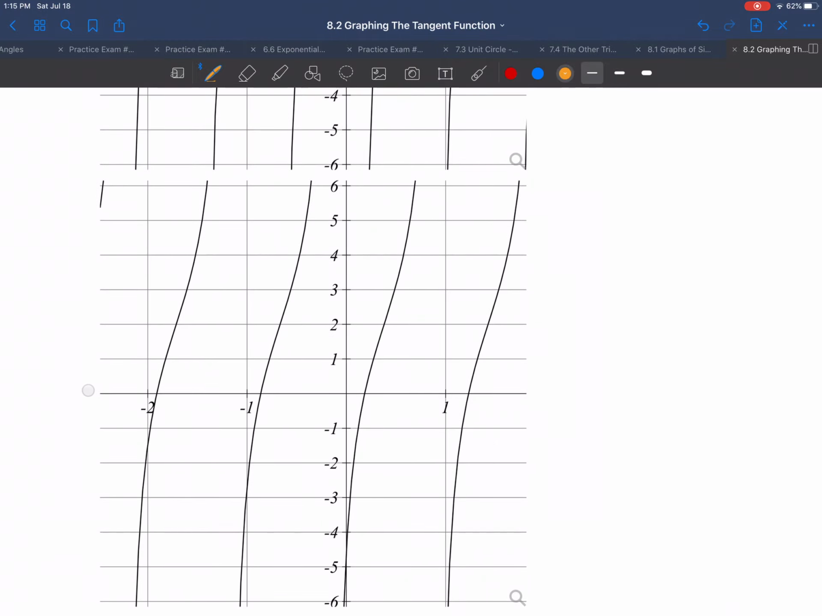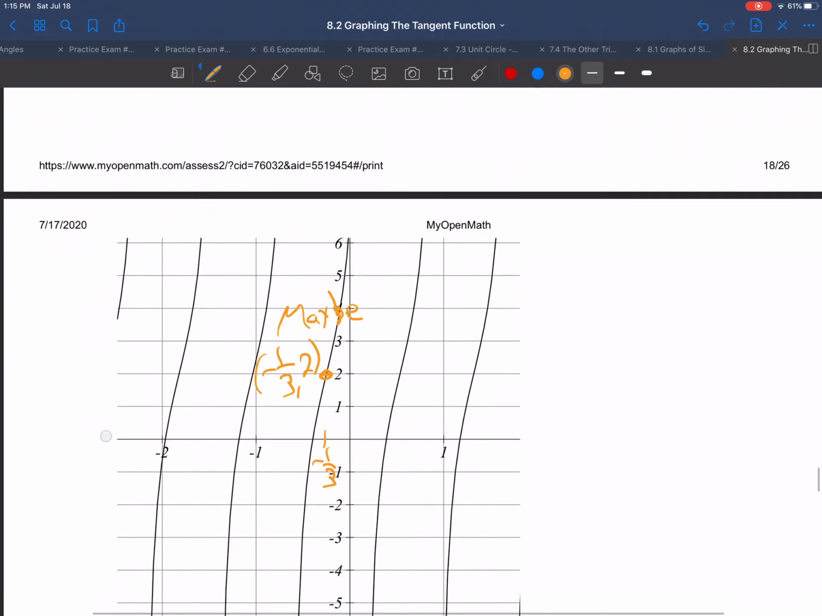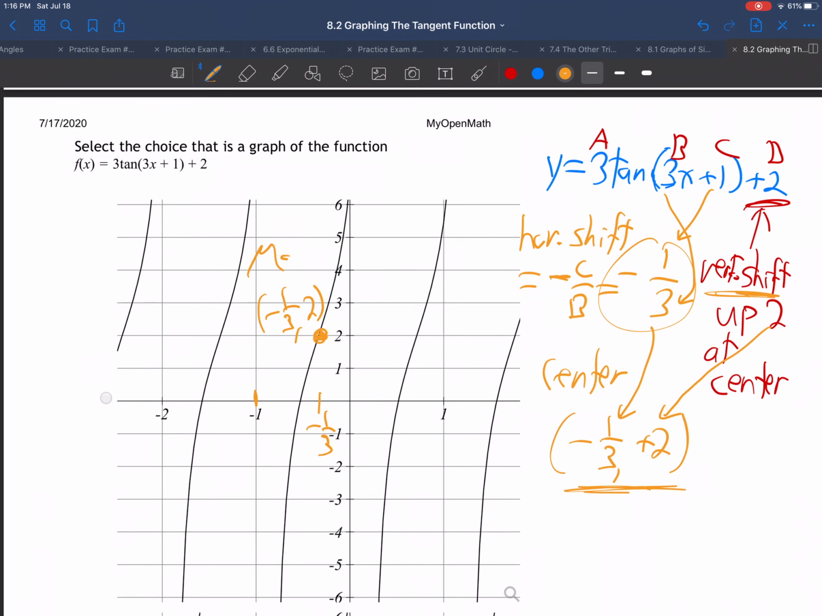No, this one's way off. He's way back here. He's not back 1/3. Here's where he's supposed to be. Wrong center point. This looks like it's back 2/3, up 2 or something. It's supposed to be there at back 1/3, up 2. It's wrong. All right, we're down to 2 options. This is a maybe, and this one's a maybe. I don't know which one.